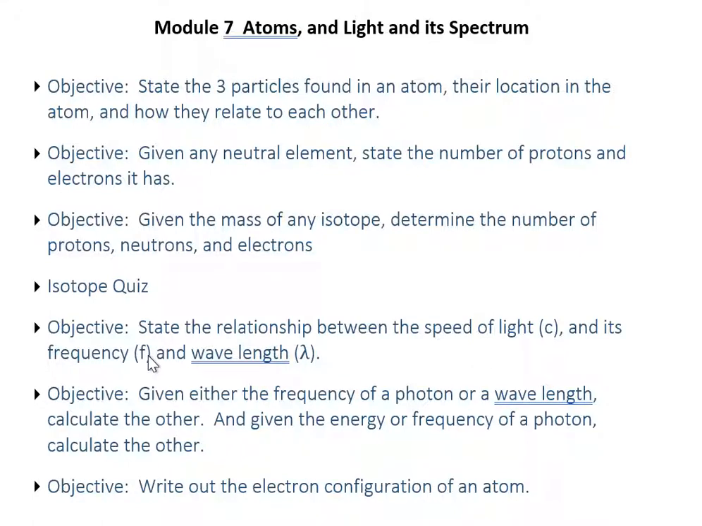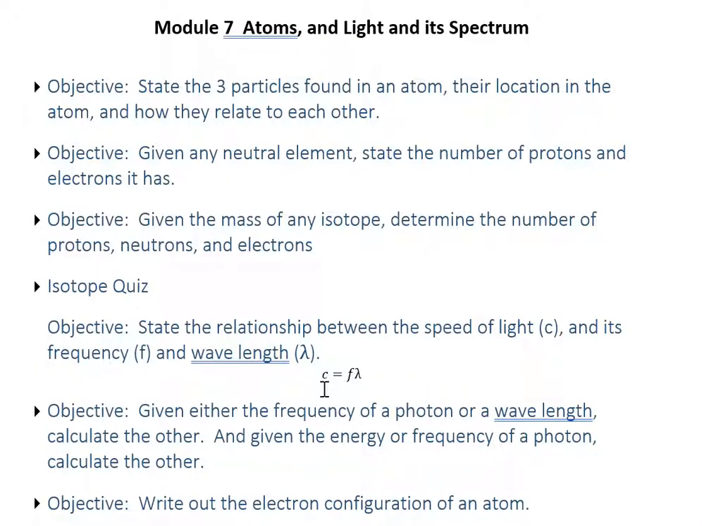Sometimes, actually, in a lot of literature, they're going to use the Greek letter nu. It looks like kind of a V, so sometimes you'll see frequency as a nu, or an f in this case, and wavelength, which is the Greek letter lambda. So the relationship between the speed of light and its frequency and its wavelength is something that you need to memorize. You need to know that the speed of light equals the frequency times the wavelength. So memorize that equation. Now let's work with that equation.